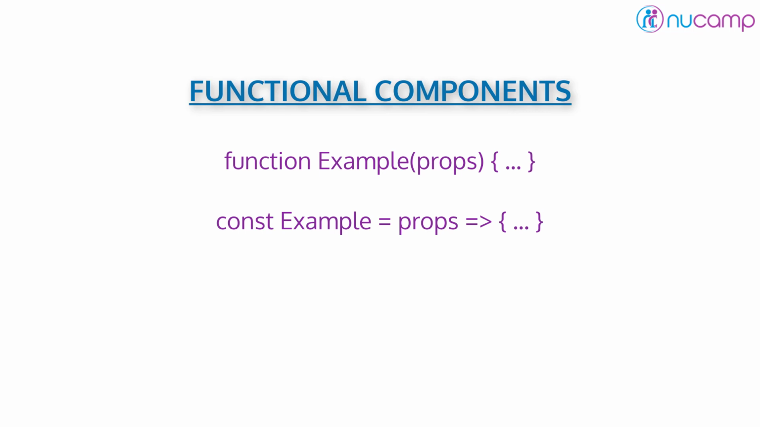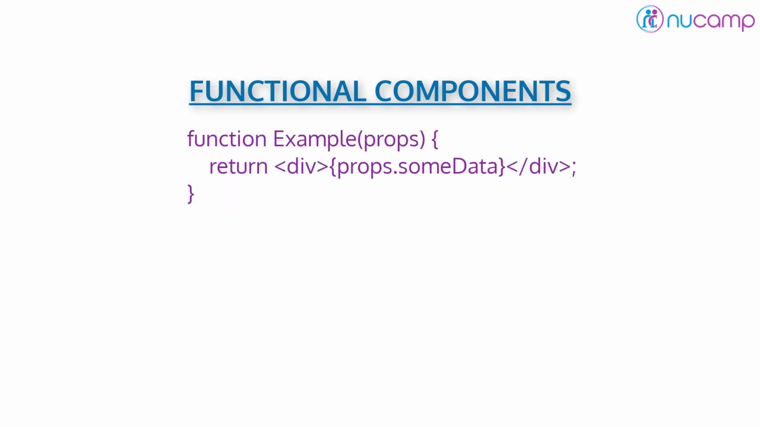Like with all components, they need to have the first letter capitalized, and they need to accept props as an argument. Like class components, they will always return at least one React element, but they do not use the render method around the return, and they will never have a constructor method. Another difference is that when you refer to props inside a functional component, you do not use the this keyword.